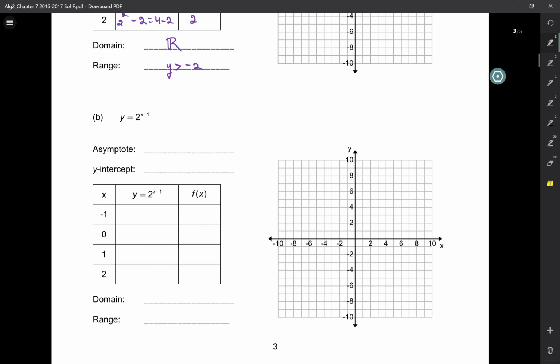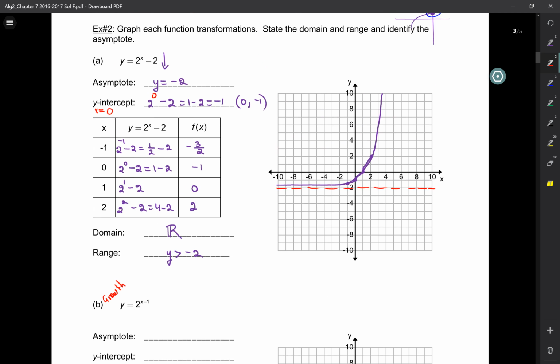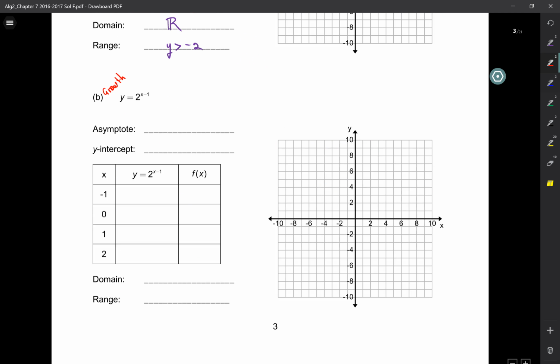Look at this next one, right? It's 2 to the power of x minus 1. Is this growth or decay? Growth. What does that -1 do? Does it move it up, down, right, left? Who says that -1 moves it up or down? Who says it moves it right or left? So would it move it to the right or to the left?